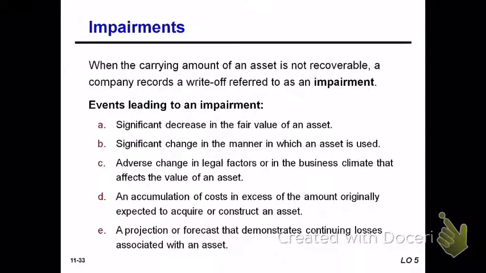So an impairment is writing down the cost of the asset, or increasing accumulated depreciation, so that you aren't carrying the asset on the books for more than you expect to recoup from it. And you would test for this when you have these kinds of events happening. You also are required to test for goodwill a minimum of annually.